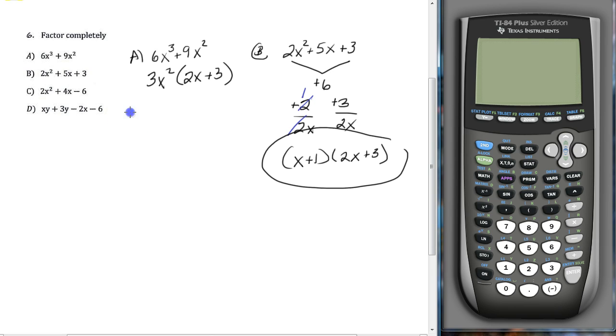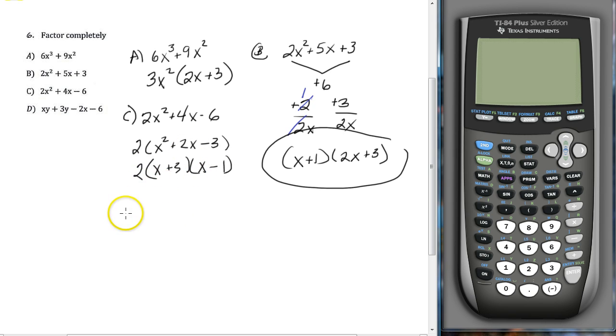So now C. Now some of you might be tempted to just jump right into it, multiply the front and the back. But remember, we always look for a common factor first. And in this problem, the common factor is a 2, so I'm going to take out a 2. So I have x squared plus 2x minus 3. And this is a pretty easy factoring after this. It's x plus 3, x minus 1, 3 take away 1 is positive 2. Do not lose the 2. Bring down the 2.